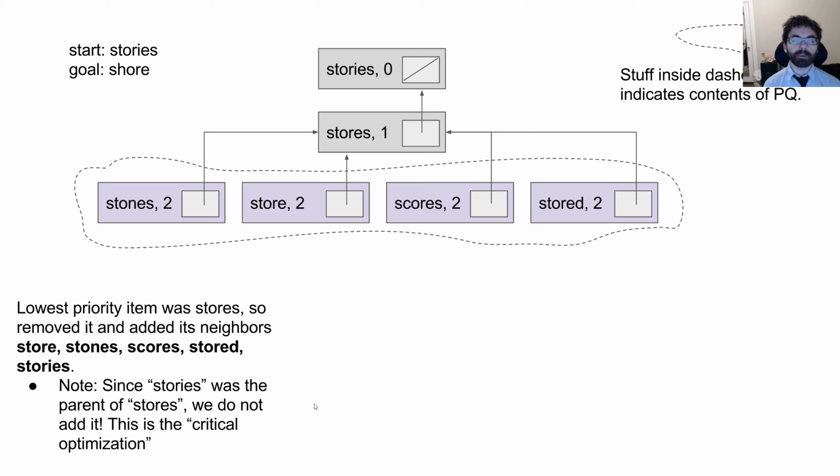Now, there's a critical optimization described in the spec, which is that we do not want to add a node if its grandparent is itself. So in other words, even though stores does have stories as a neighbor, we don't want to re-add that. Otherwise, we just have this redundant node. It wastes space, could waste time. So in this case, the priority queue is left with 4 items: stones, store, scores, and stored.